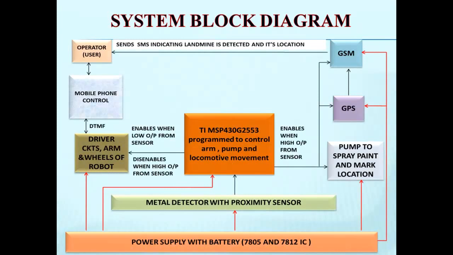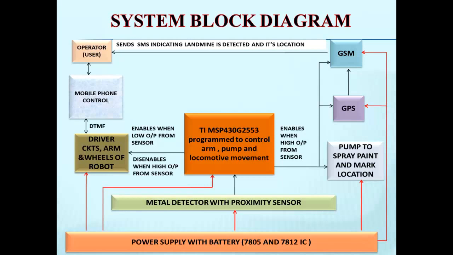System block diagram with principle. The DTMF integrated with the mobile phone is used to control the movement of the robot. Hence, the robot can be controlled from any part of the world by the operator just by dialing the phone number of the mobile phone integrated with the robot. The robot is programmed with TI-MSP430 microcontroller using CCS for an effective control and operation.